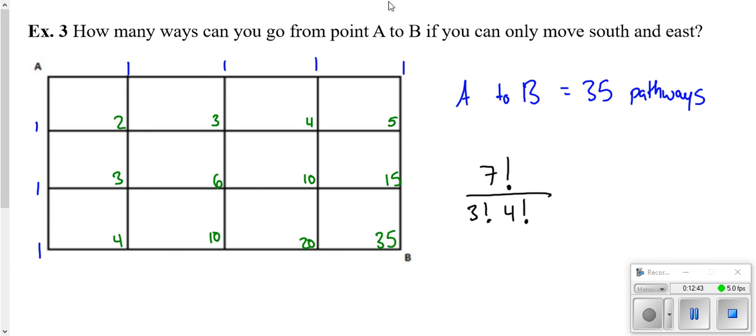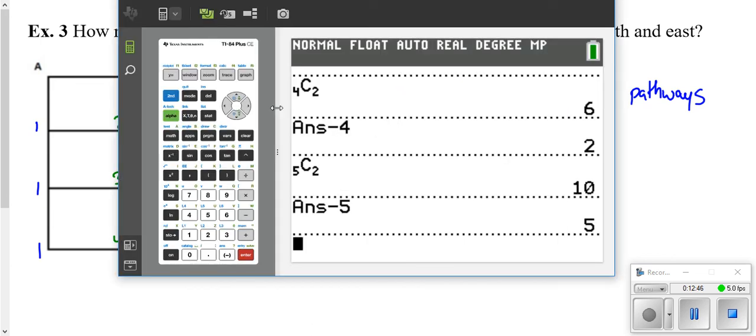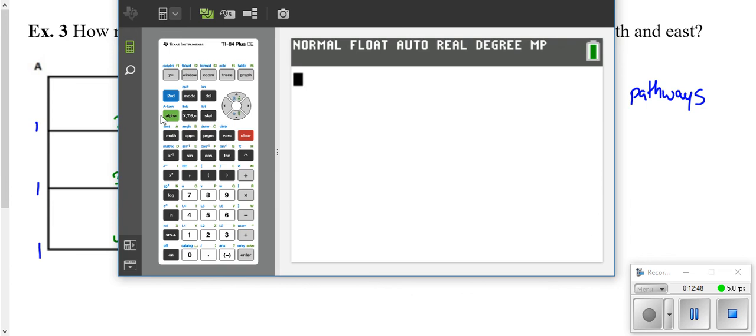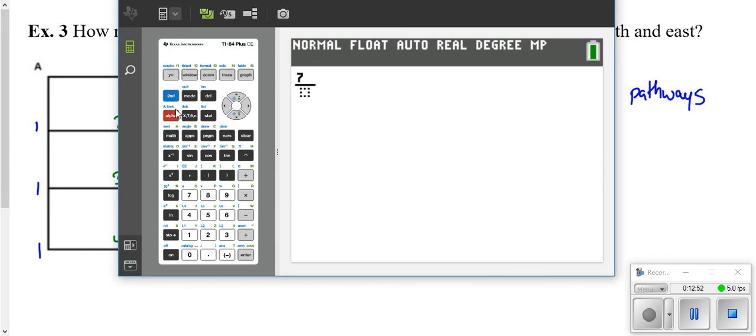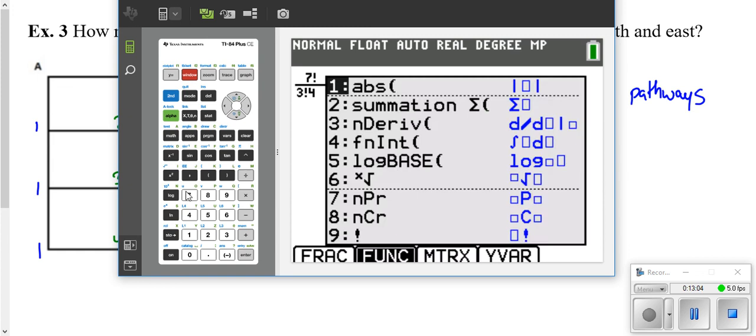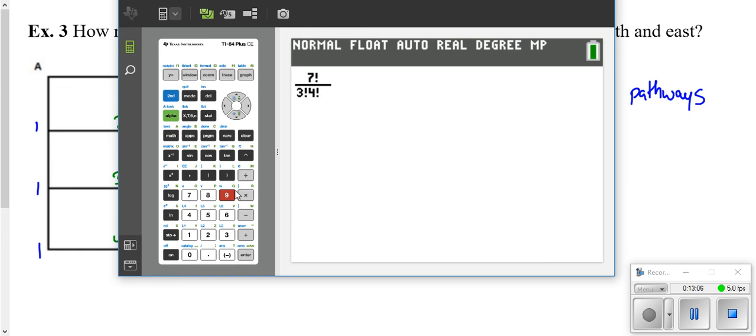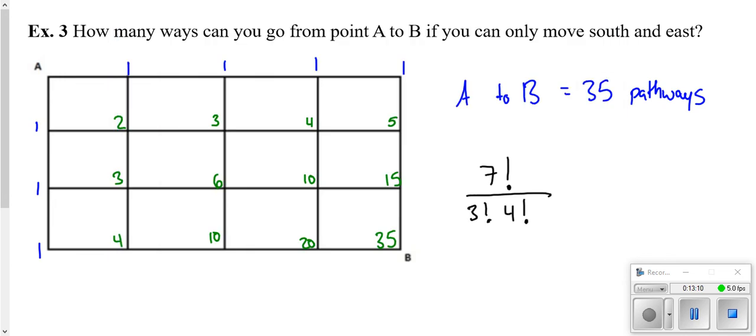And if you run this on your calculator, so let's grab my calculator here. So the way I'm going to type it is using our fraction function here. We got 7 and our factorial is right there. Then we have 3 because we have 3 ways to go down, and 4. There we go. So this is the exact same equation I have set up. Hitting enter gets us 35 as well. So all of this here is still equal to 35 pathways.